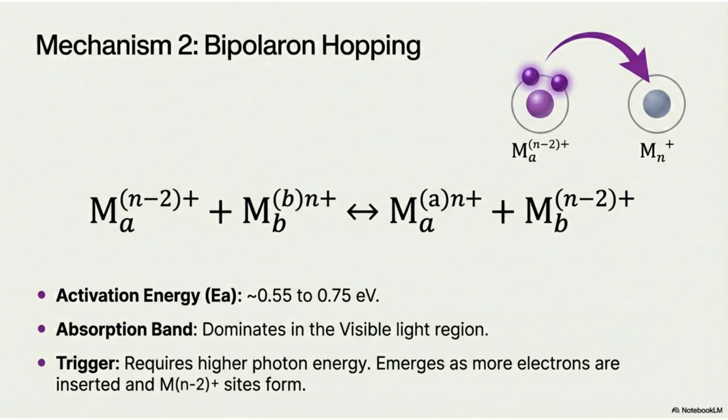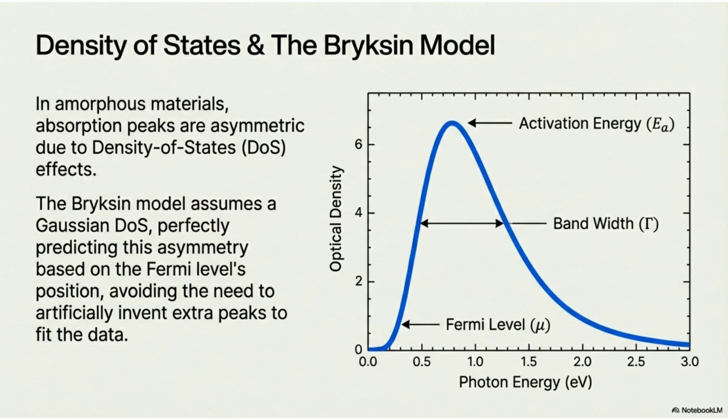Mechanism 2 is bipolaron hopping. It requires higher photon energy with an activation energy of about 0.55 to 0.75 electron volts. It dominates the visible light absorption region, emerging as more electrons are inserted and Mn2+ sites form. In amorphous materials, absorption peaks are asymmetric due to density of states effects. The Brixen model assumes a Gaussian density of states, accurately predicting this asymmetry based on the Fermi level's position.